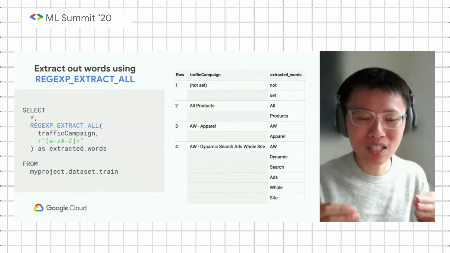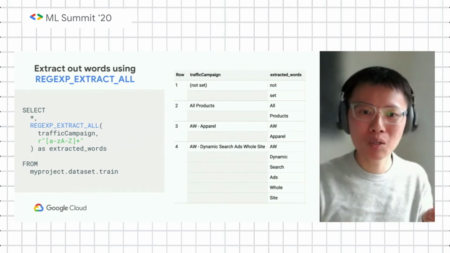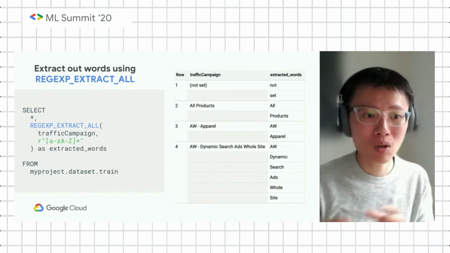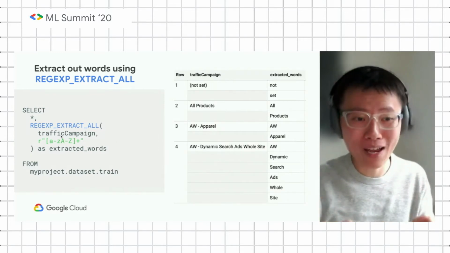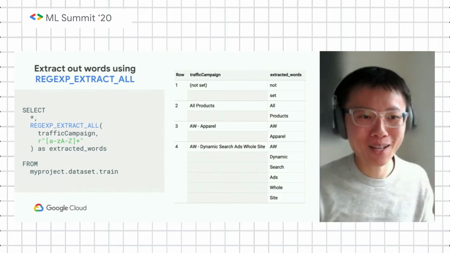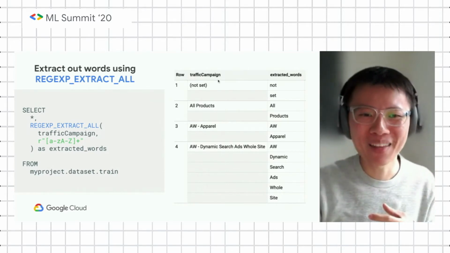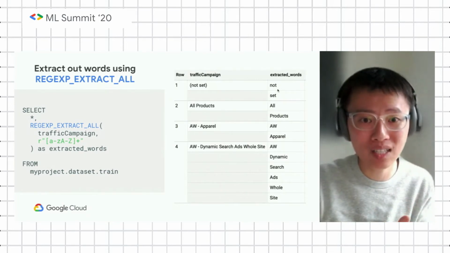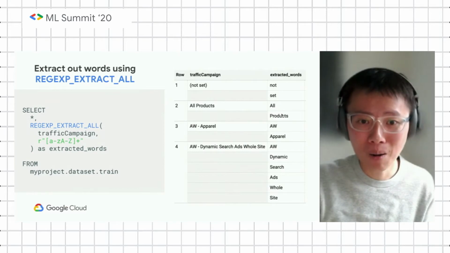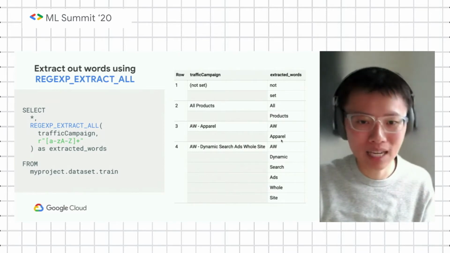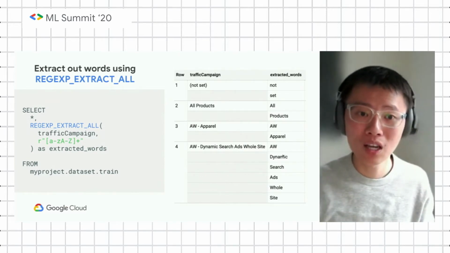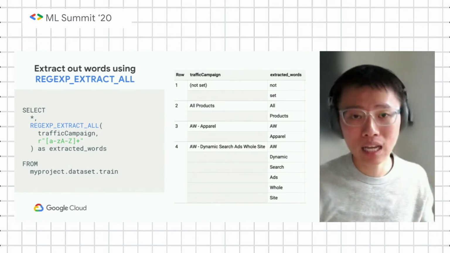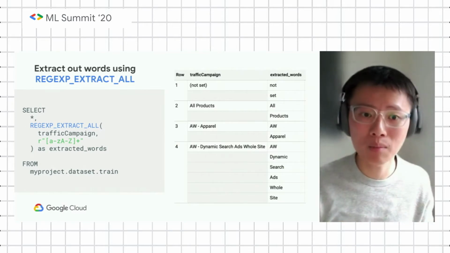What you can do is specify the regular expression to extract all the words from your features that contain text. So in this case, I'm using regular expression extract all on traffic campaign. And then you can see the extracted words are shown on the right-hand side in the second column. So we have not set, all products, AW, and then apparel AW, and then all the individual words, which is great. So this extracts out all the keywords, and I can run this and feed that directly into the machine learning model.